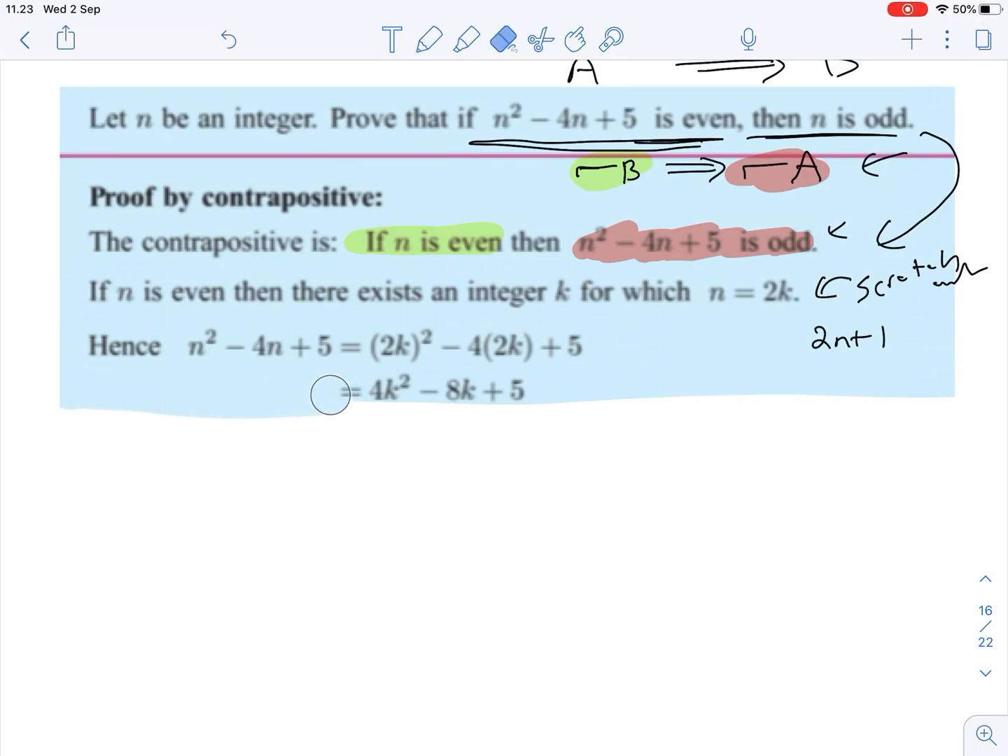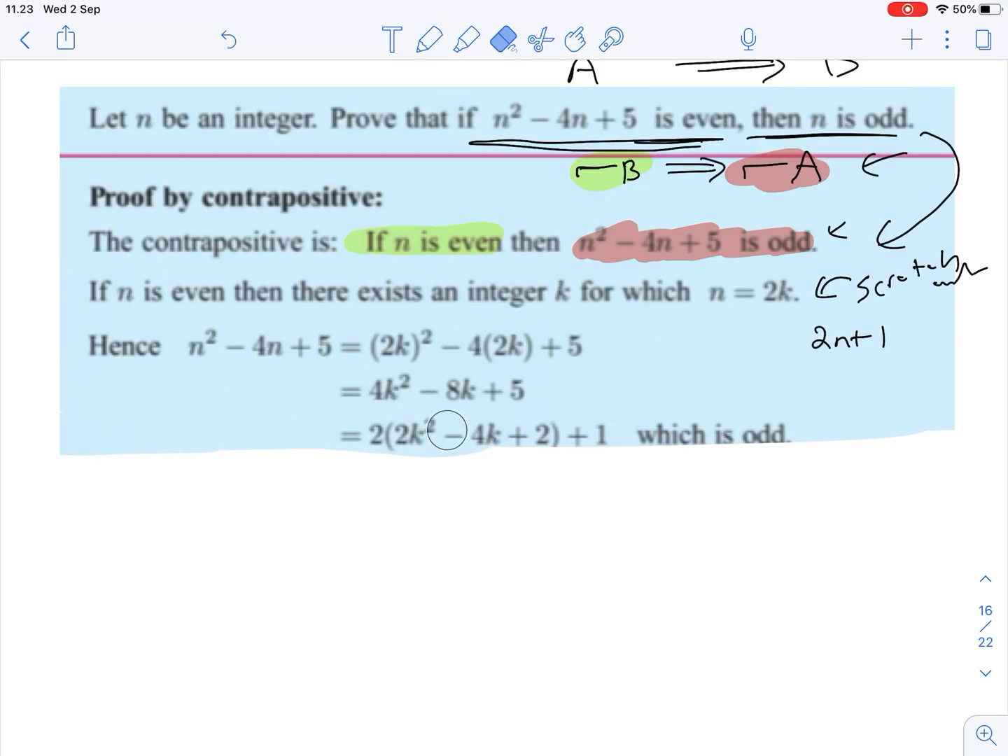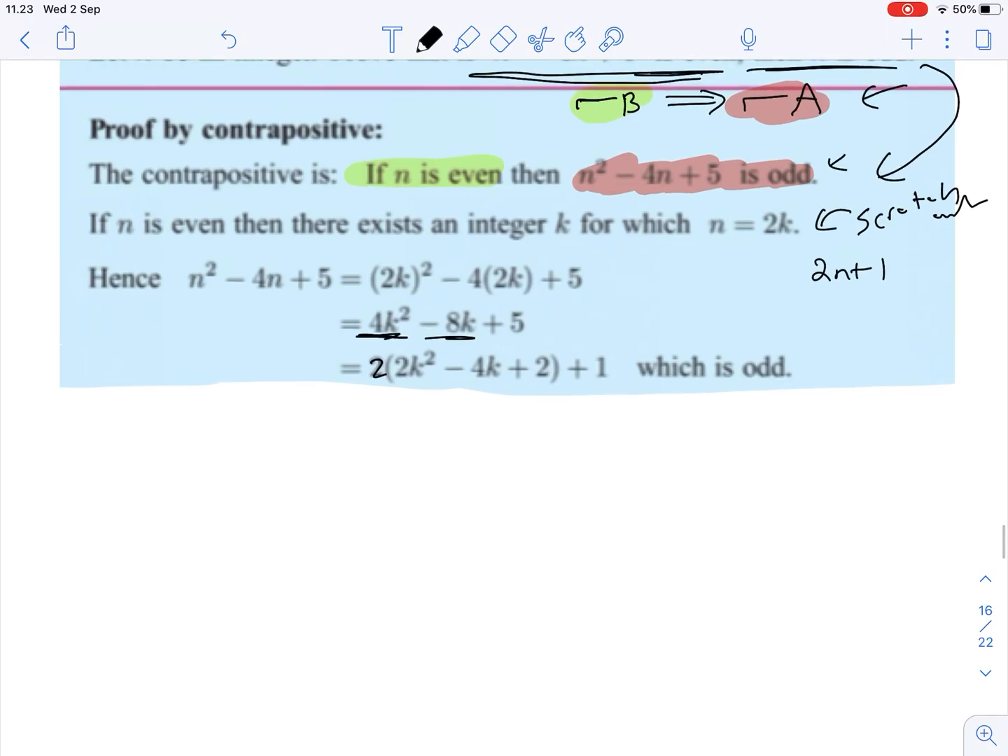So 4k squared minus 8k plus 5, am I there yet? Not really. But notice I can factor out a 2 from both the 4k squared and the 8k. I can factor out a 2 from that. And I can show that it is in fact odd.